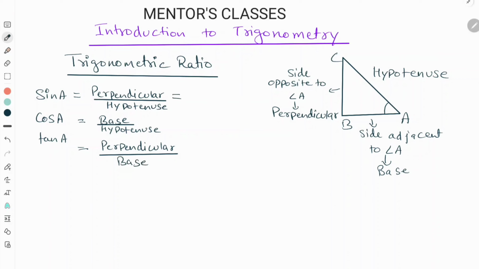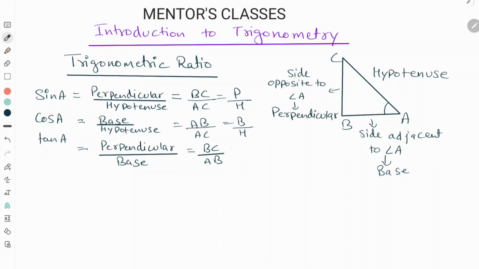So we can write it as BC divided by AC, AB divided by AC and BC divided by AB. And in short we can write it as P divided by H, B divided by H, P upon B.